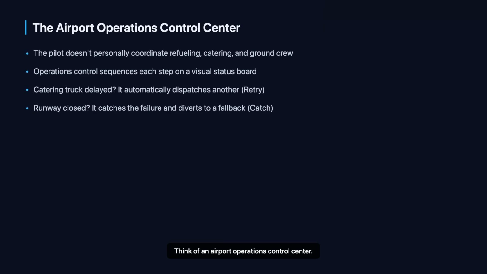Think of an airport operations control center. The pilot doesn't personally chase down the refueling truck, the catering, and the ground crew. That would be chaos. Operations control sequences every step on a visual status board. If the catering truck is delayed, control automatically dispatches another one, that's retry. And if the runway suddenly closes, control catches the problem and diverts to a fallback procedure, that's catch. Step Functions is that control center for your services. It coordinates everything without doing the physical work itself, and it retries or reroutes when a step goes wrong.